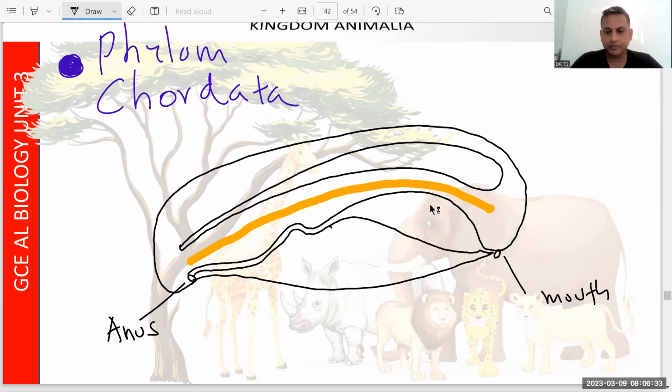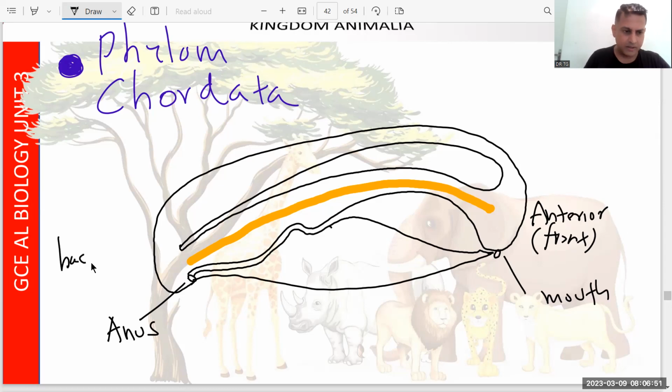And we can also find, from the digestive system, the front side we call anterior, and the back side we call posterior. Anterior is the front side, posterior is the back side. So the anterior side is this, where the mouth is located. And somewhere here, we can find an opening like this to the outside.